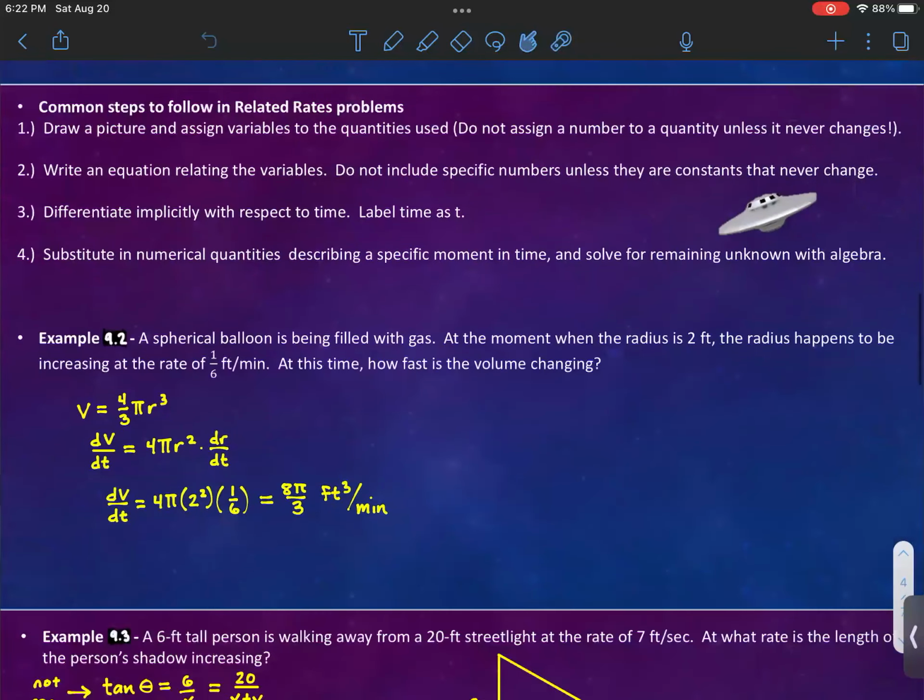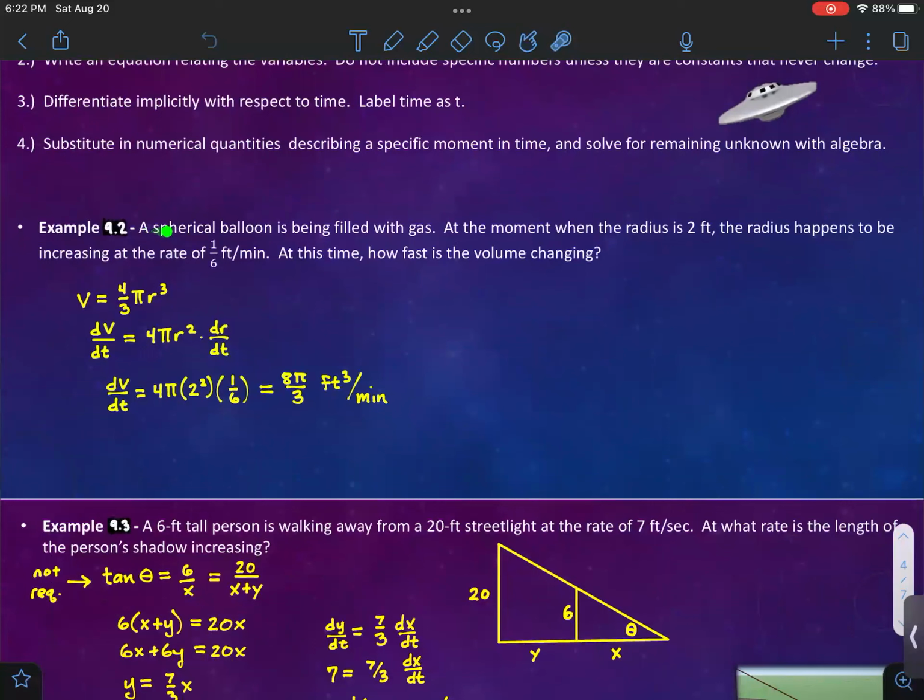Let's look at the first example. We return to the balloon, a spherical balloon filling with gas. There's a moment at which the radius is 2 feet, but again, the radius is changing throughout this exercise, but there will eventually be a moment where the radius is 2. And at that moment, the radius happens to be increasing at the rate of 1/6 of a foot per minute. At that same time, how fast is volume changing?